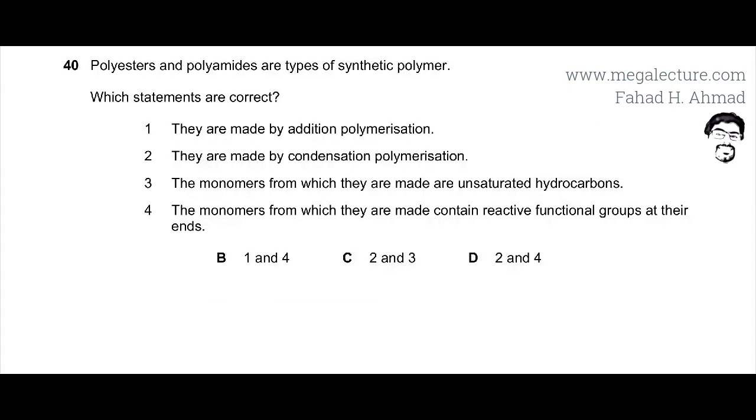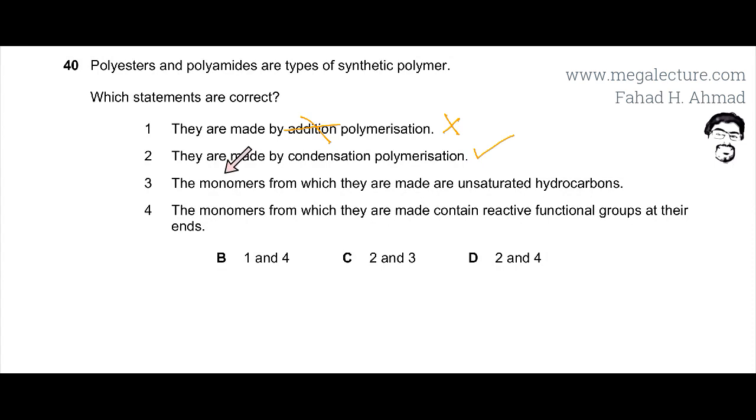So let's read the first statement. They are made by addition polymerization, which is incorrect. They're not made from addition polymerization. They're made from condensation polymerization because water is produced in each reaction. The next one is they're made from condensation polymerization. This statement is perfectly right.